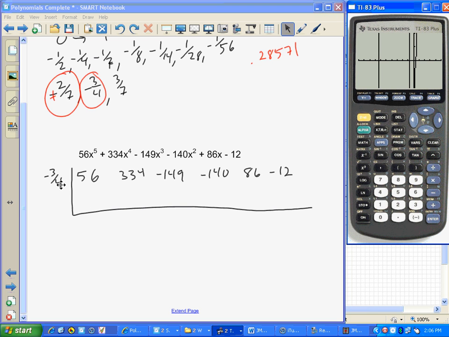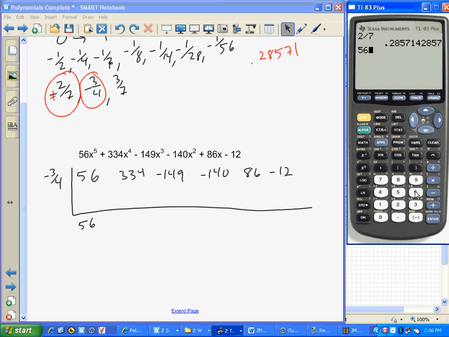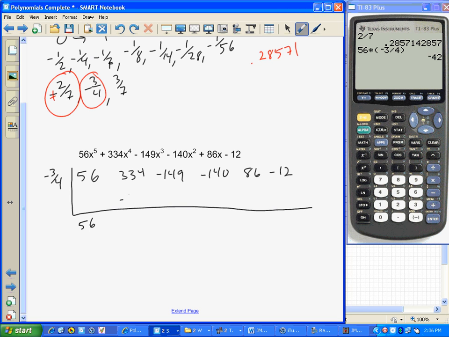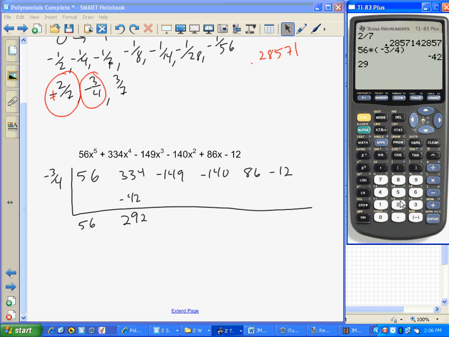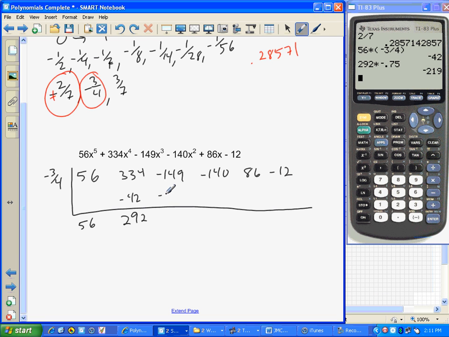So we'll take out -3/4. It's going to drop the 56 down. 56 times -3/4, and we can use our calculator for this. It's -42, so I put that here. Add these up. That's going to give me 292. Multiply these. -219. Okay, so -219 will go in here.